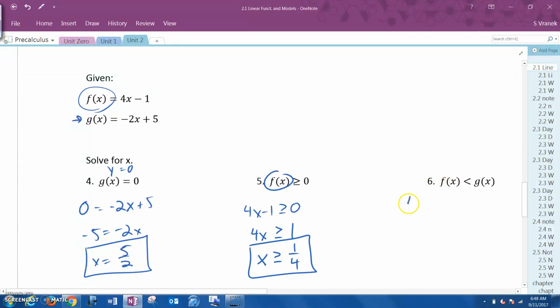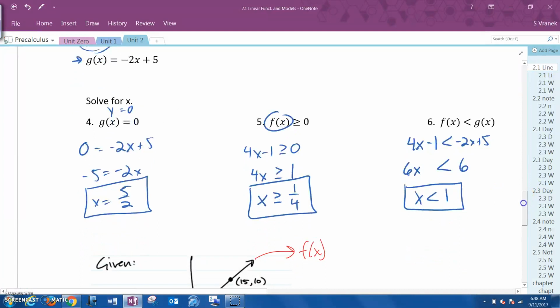Finally, we set this one up. It's saying that I want to know when 4x minus 1 is less than negative 2x plus 5. I'll move the x this way, so I get 6x. I'll add 1 over here. Is less than, this becomes a 6. So it's when x is less than 1. All right. So that's how you set those up. Just put in the function where they are and then solve for x.